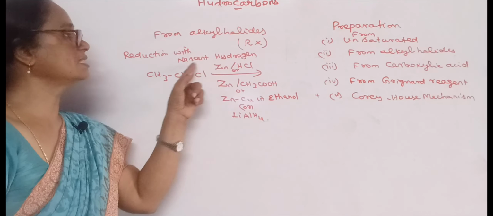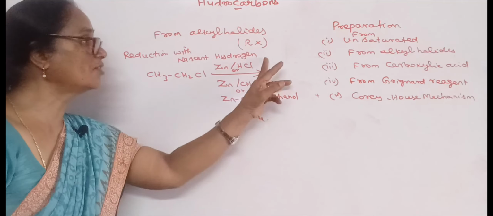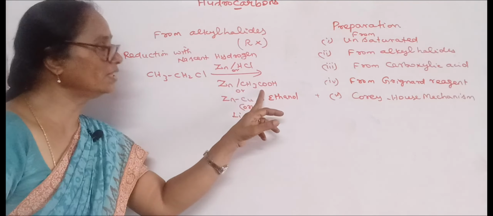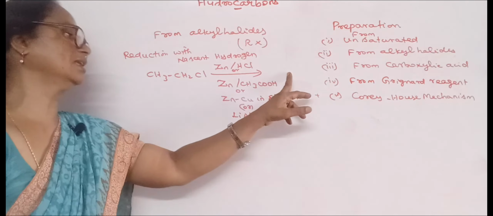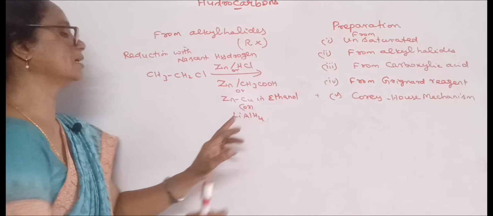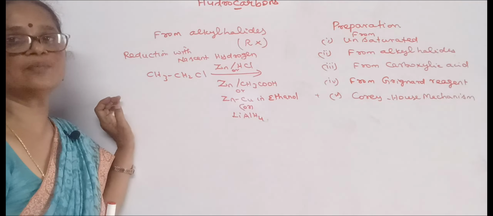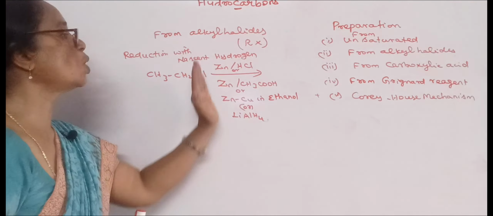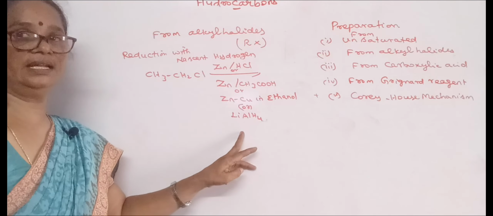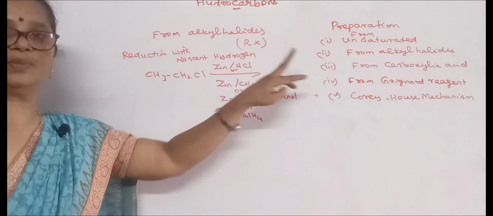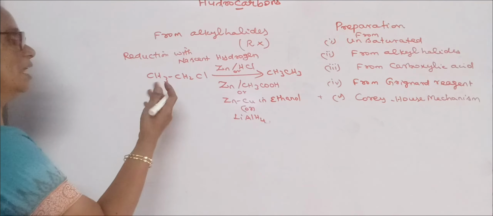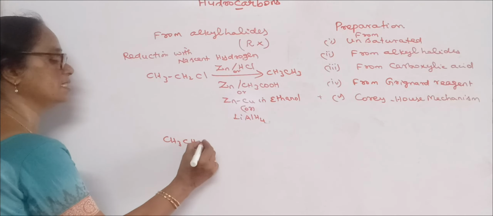See, to produce the nascent hydrogen, we can make use of any of these reducing agents: metal with acid, where the metal liberates hydrogen, or metal with acetic acid; here also you can get hydrogen liberation. Or a zinc-copper couple in ethanol, which also liberates hydrogen, or we can use the reducing agent lithium aluminum hydride. So these are the sources of hydrogen. By making use of any of these as a reagent, ethyl chloride can be converted into ethane, CH3CH3. Similarly, you can take propyl chloride, which goes to propane.